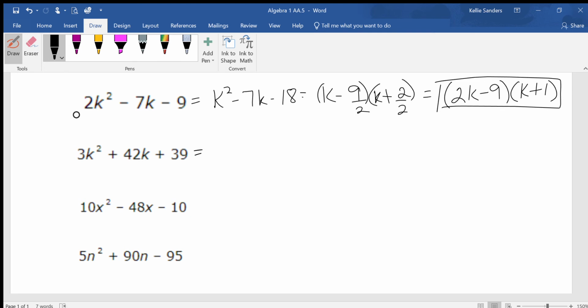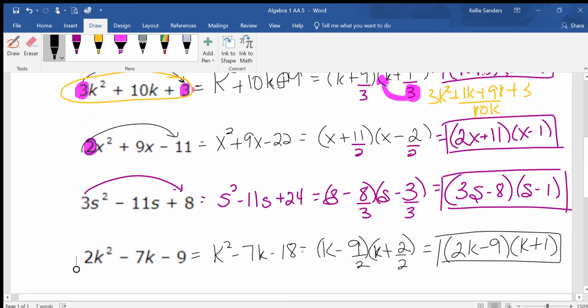Okay, time out. So again, I haven't really been paying attention, I guess just because I have so much experience doing these. I've been doing them for like 30 years now, and I haven't been reminding you that you need to look to see if anything can be taken out. On the 4 problems that we've done so far, there is not a greatest common factor, or the greatest common factor is 1, so there's nothing to take out. Nothing will go into 2, 9, and 11, or 3, 11, and 8, 2, 7, and 9, right?